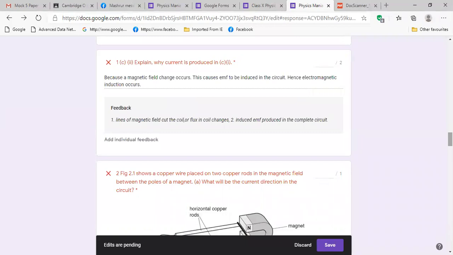Okay, now look, explain why current is produced in the coil. Because a magnetic field change occurs. This causes EMF to be induced in the circuit, hence it's fine. Flux in the coil changes. You can also write lines of magnetic field cut the coil. This one also you can write. So here you got 2 marks.